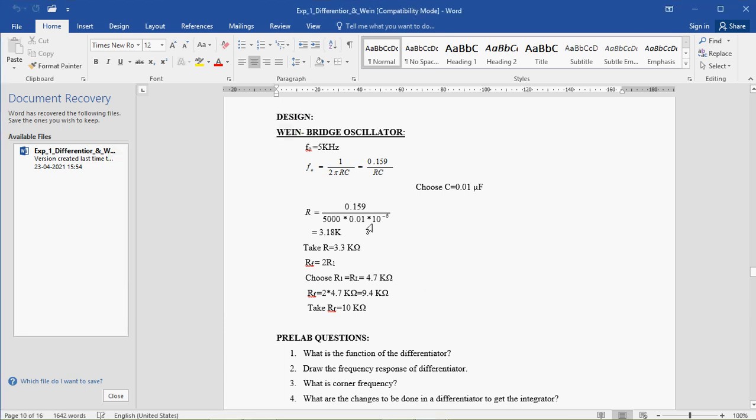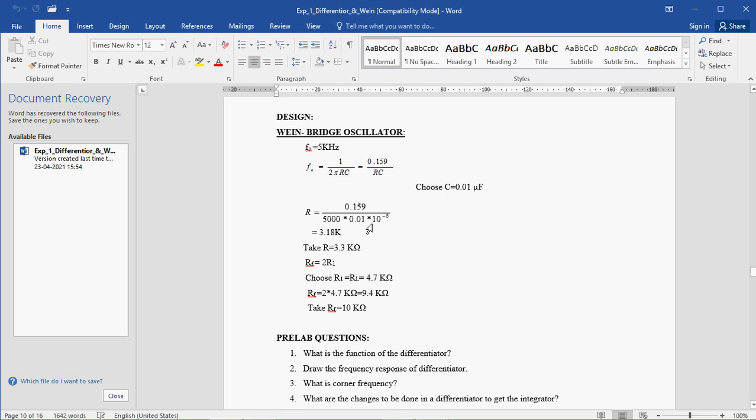So welcome to Linear Integrated Circuit Laboratory. Today we are going to see the simulation of Wein bridge oscillator. As we have seen in the theory class, an oscillator is nothing but a circuit that, without any input, will produce a sinusoidal signal.